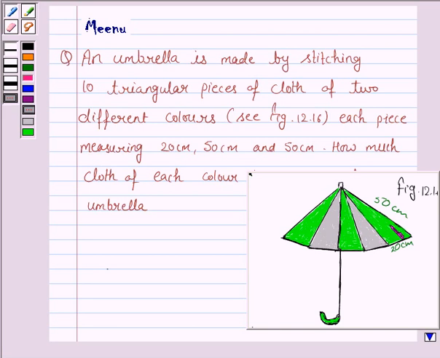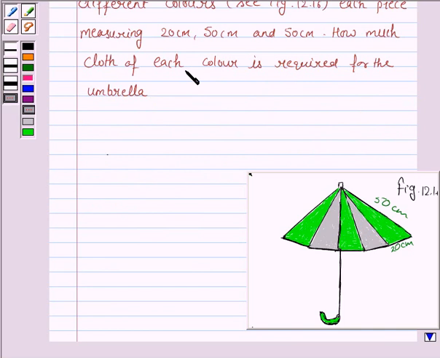So we have 10 such triangular pieces of two different colors. That means 5 triangular pieces of one color, and we need to find the cloth of each color for the umbrella. So let us now move on to the solution.